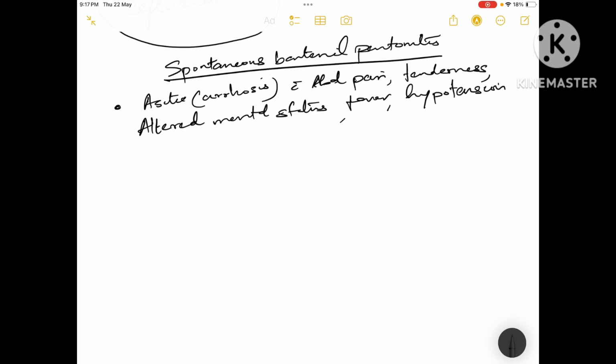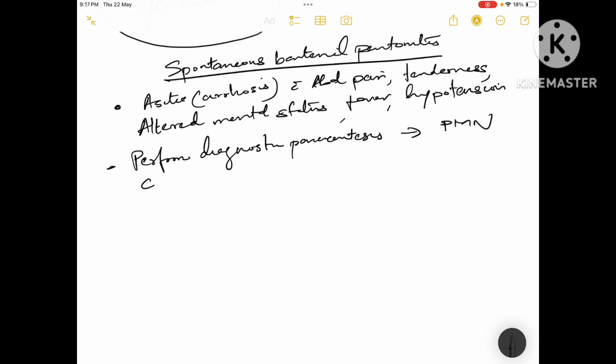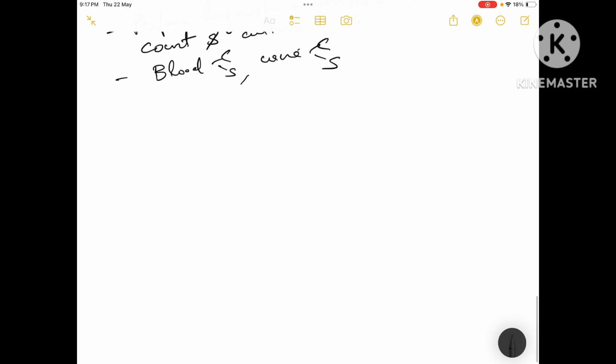Okay, so when they come to us in ICU, we perform diagnostic paracentesis. Okay, diagnostic paracentesis we perform and get PMN count and culture. Okay, at the same time we take blood culture, urine culture also. So then we have a scoring system, CLIF-SOFA score, and with that scoring system we check the severity of illness. So now we can see what is CLIF-SOFA score.